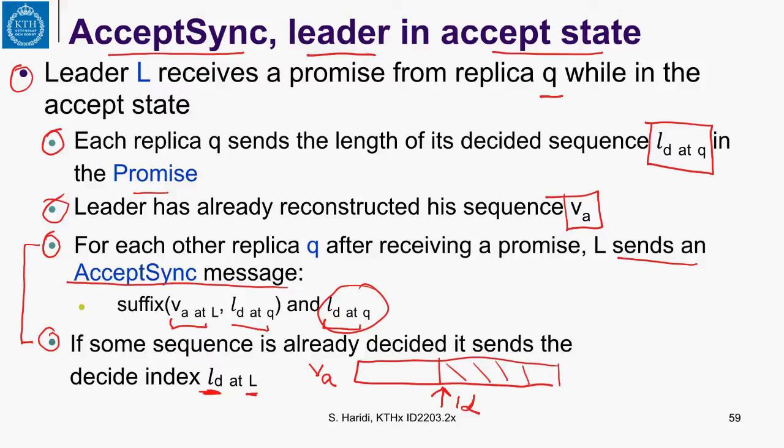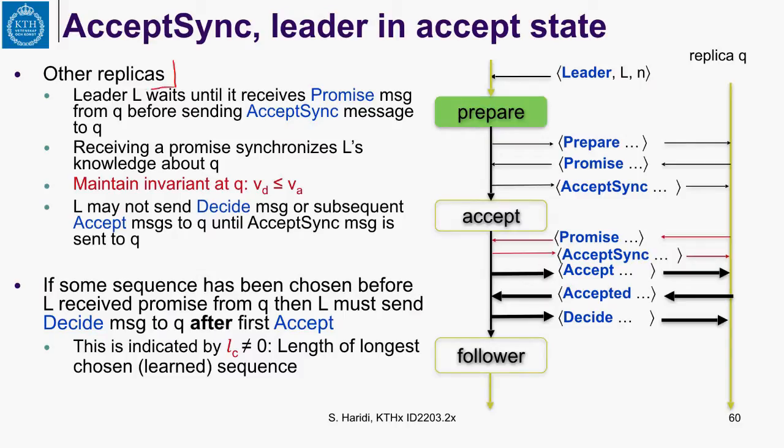So let us look at this again. So here is a situation of what we call the other replicas, the replicas that came to communicate with the leader when he is in the accept phase. First, the leader has to wait until it receives the promise from that late replica before sending the synchronizing accept. And this is important because receiving a promise actually leads to synchronizing the leader's knowledge about Q. So they synchronize. The leader's knowledge is now about what Q has, and by this we are also maintaining the invariant that at Q, the decided sequence is a prefix of the accepted sequence.